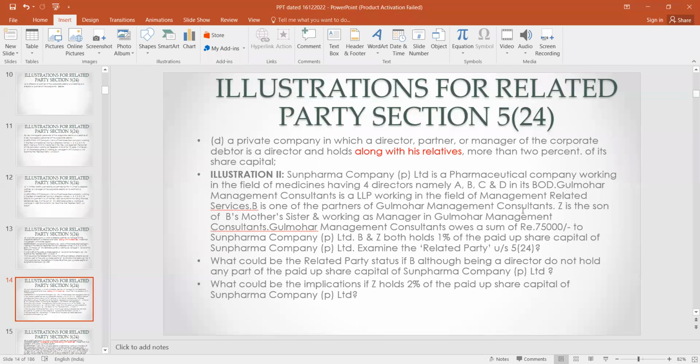Next is, what could be the related party status if B, although being a director, does not hold any part of the paid up share capital of Sun Pharma Company Limited. Now B is a director, so if one is a director, then you don't have to see the shareholding. What could be the implication if Z holds 2% of the paid up capital of Sun Pharma? Now B is holding 1%, Z is holding 2%, so together they will be holding 3%. So it will be covered under related party, as in the family associate persons.